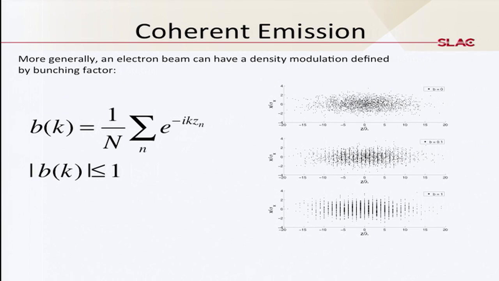And now this, by definition, its amplitude is smaller or equal than one, and it's zero when the electrons are perfectly uniformly distributed. So your Fourier component at your wavelength is zero. It's one, like I said before, when the electrons are perfectly bunched, because now all these phase terms are going to be the same. And it's between zero and one when your electrons have some degree of modulation, but they're not fully modulated.